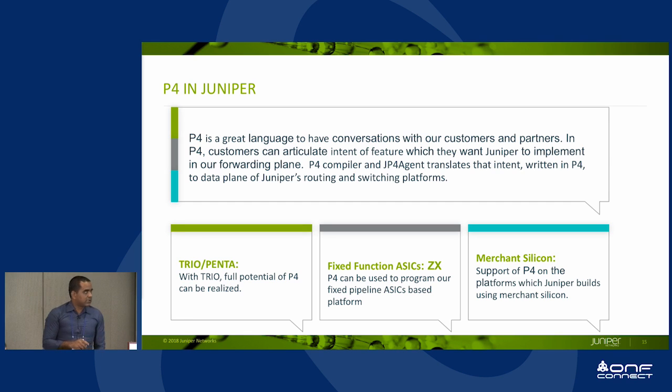Okay, this I talked about earlier. Juniper builds platforms on mainly three types of silicon. We have our custom silicon, which is truly flexible. It's Trio/Penta. Penta is actually the next version of our ASIC in the Trio line of ASICs, and we will be releasing our silicon cards based on it very soon. We have fixed function ASICs, one example of which is ZX. And then we have merchant silicon. We build a lot of boxes based on Broadcom also. So we have a lot of targets which we have to support P4 for, because our customer doesn't want to deal with what platform we are building on which target. We have to give them a common interface which they can use.